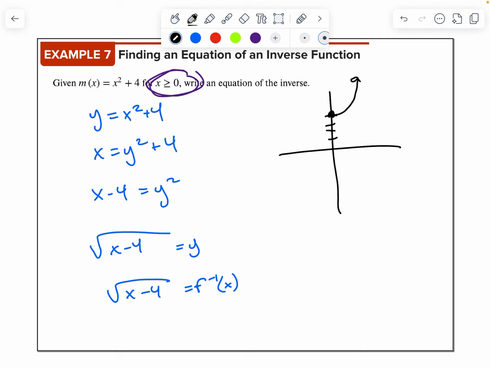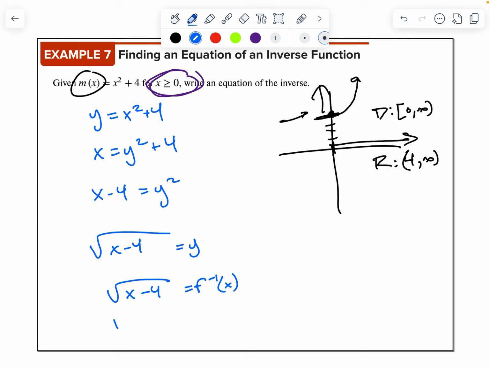So if we looked at this one up here on top, the original function, this is our m of x. The domain is everything from 0 to infinity, right? It starts here and it goes everywhere to the right. The range is everything from 4 to infinity. In our blue function, remember we just can't square root a negative, so the domain is everything from 4 to infinity. And notice how that reflects the range.